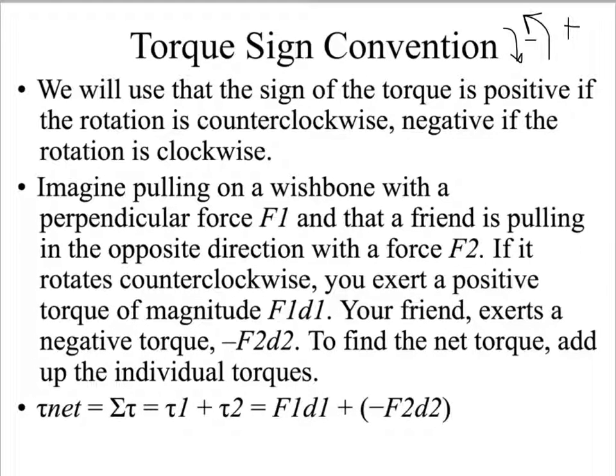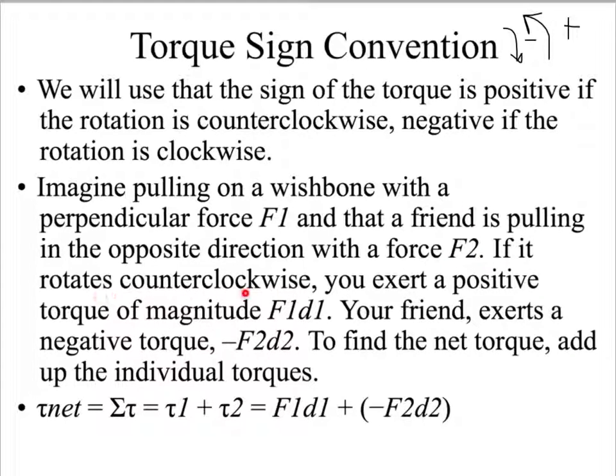So let's take a look at an example. Imagine if maybe at Thanksgiving this happened to you. You have a wishbone from the turkey. You're pulling on it with a perpendicular force. So now I know that sine theta is actually sine 90, which is 1. And when that's the case, we don't have to put it in there because you're multiplying by 1. So you're pulling perpendicular with F sub 1. Your friend is pulling with F sub 2.